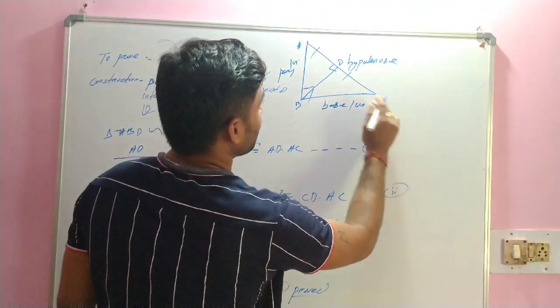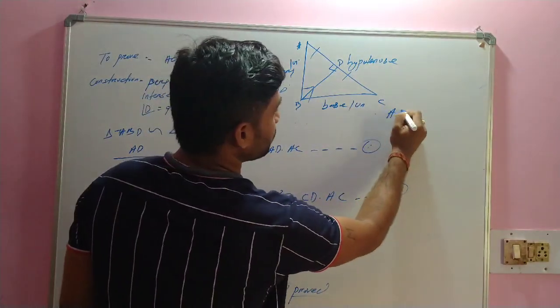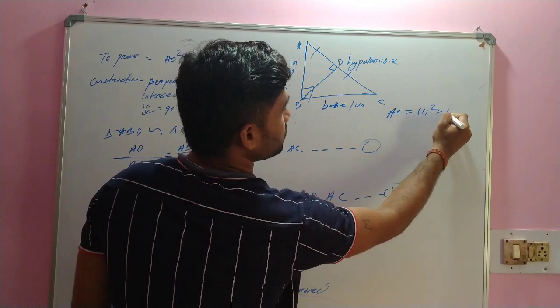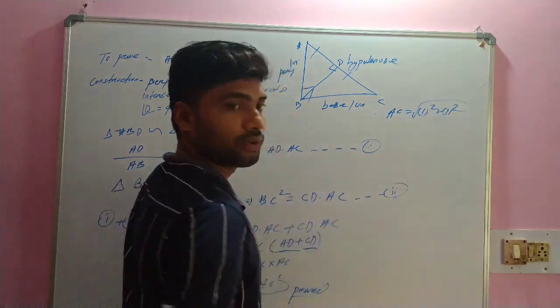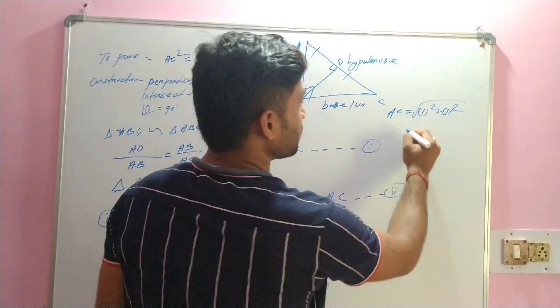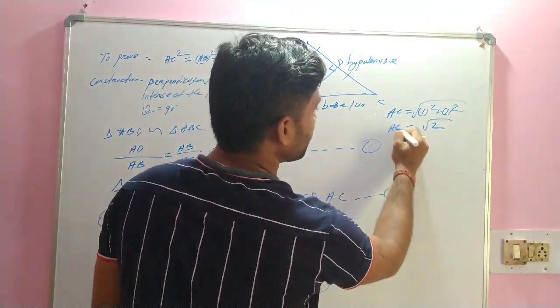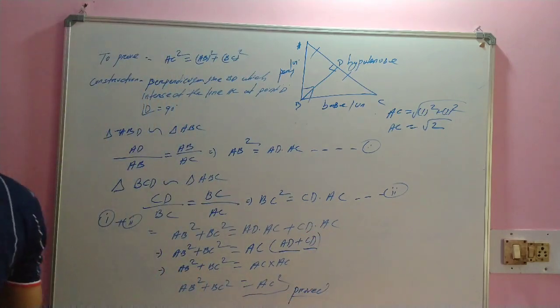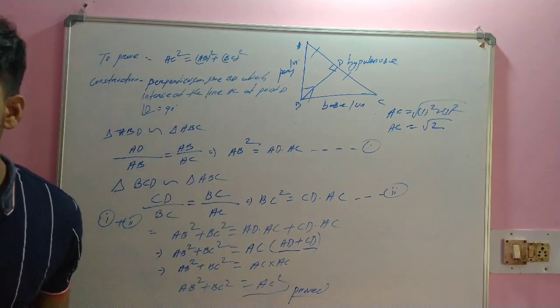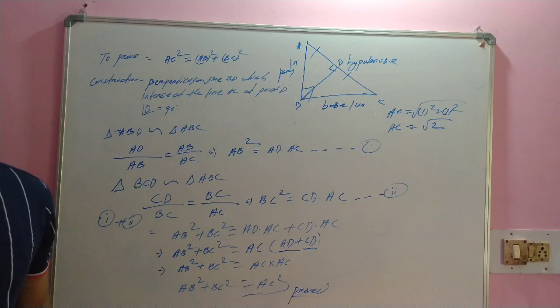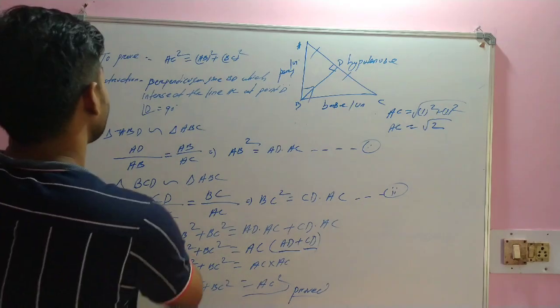So AC equals the square root of 1 square plus 1 square. The square of 1 plus the square of 1 equals how much? 2. Square root of 2. So AC equals root 2. So how can we represent it on the number line? By drawing a right angle triangle. So let's see.